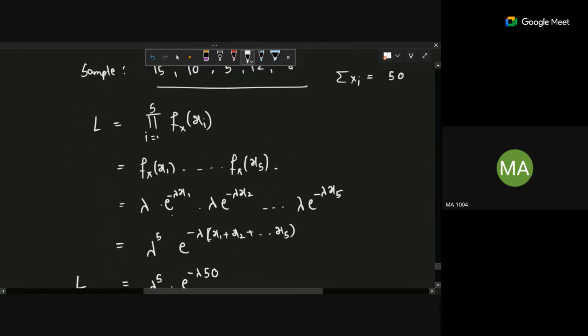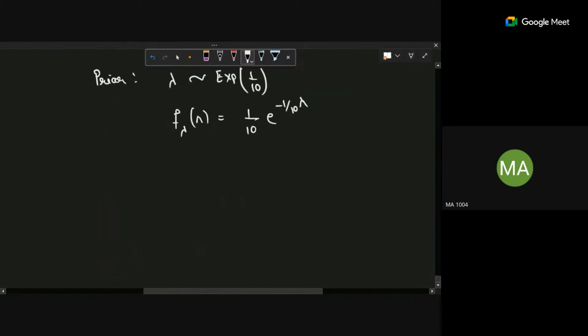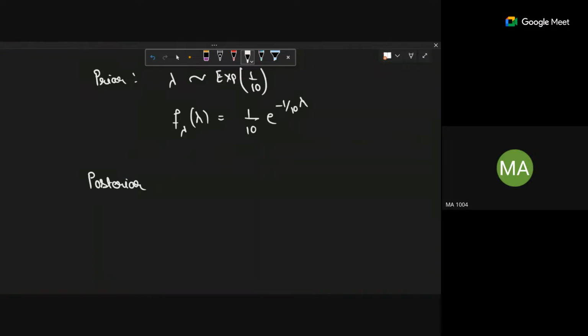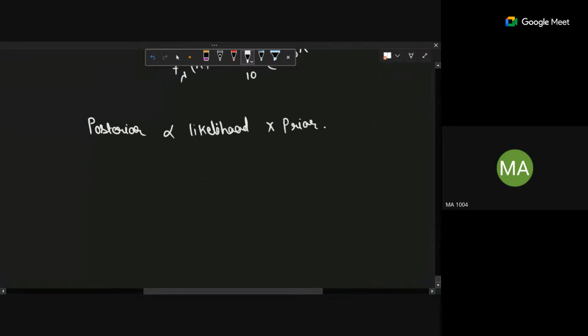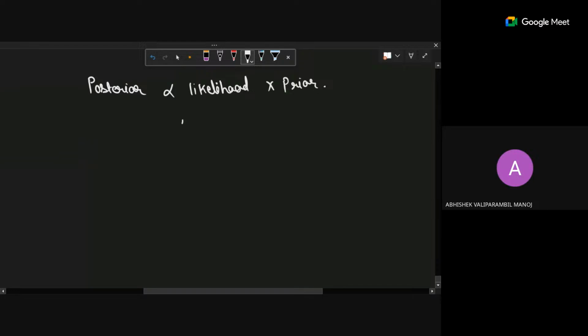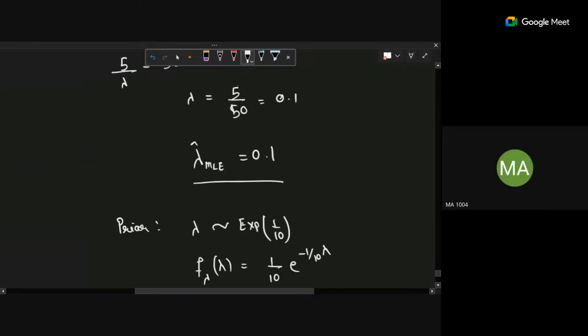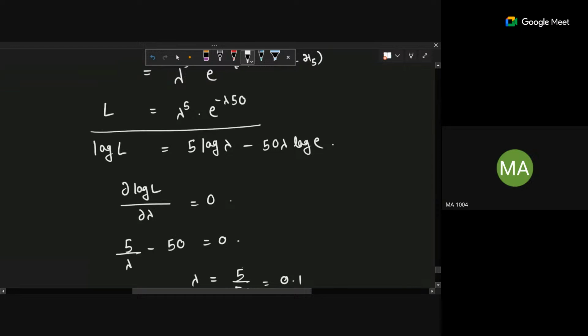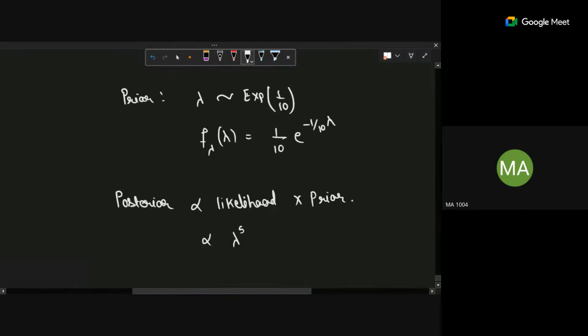So yeah, the likelihood function is given to us. For the posterior, the posterior is directly proportional to the likelihood distribution times the prior distribution. What is the likelihood distribution, by the way? Lambda to the power 5 times e to the power minus 50 lambda. That is our likelihood distribution. Don't confuse it with the log L terms.